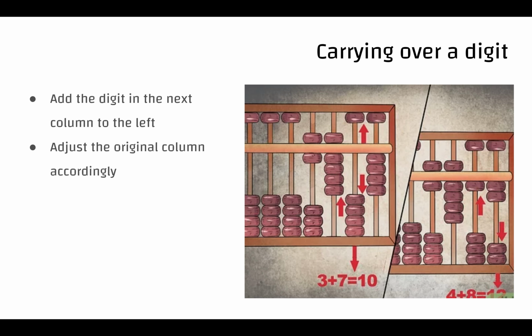To carry over a digit, when the addition creates a number higher than 10, you simply carry the 1 over to the next column on the left while adjusting the original column to reflect its new digit. For example, in performing 4 plus 8, you get 12. Thus, you will slide up one bead on the lower deck of the column to the left, while sliding up only 2 beads on the lower deck of the original column. This represents the number 12 and helps the user to indicate addition on a place value basis.